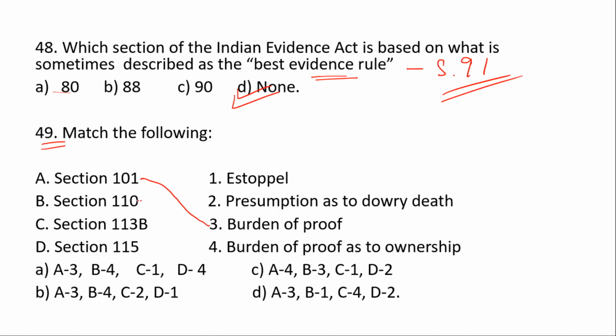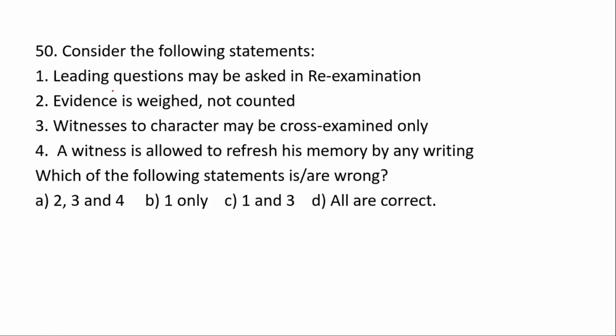Section 110 deals with burden of proof as to ownership. 113B, presumption as to dowry death. 115, estoppel. So you should prepare estoppel well, there are questions from estoppel. So here A3, B4, C2 and D1. So, B.